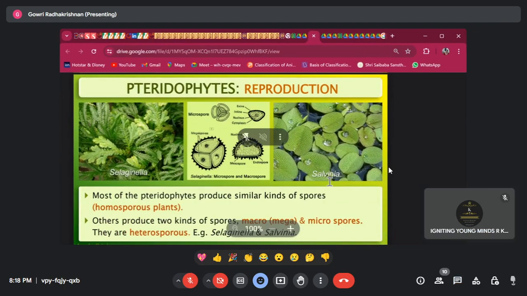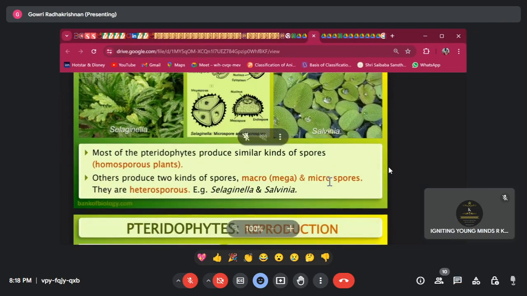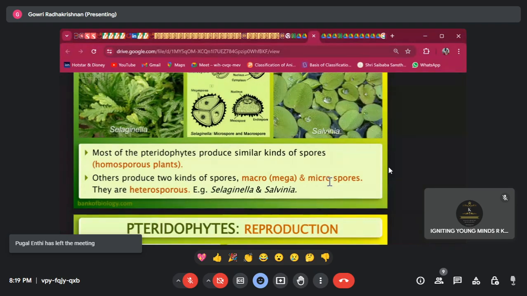And then pteridophytes again, how it develops. Most of the pteridophytes produce similar kinds of spores, that is homosporous plants. Others produce two kinds of spores, macro and microspores, and they are heterosporous. I mean, both kinds of spores are produced. That's why Selaginella and Salvinia are heterosporous.